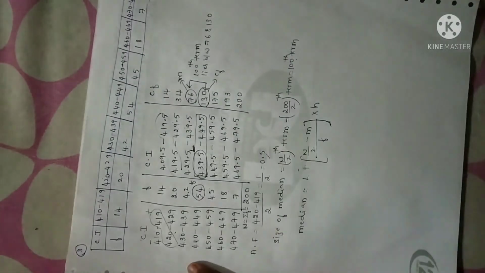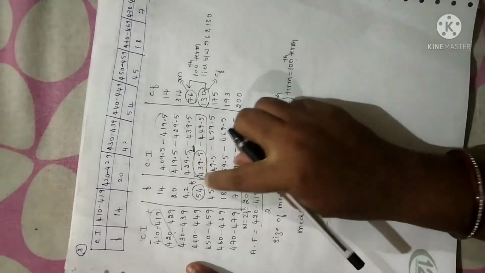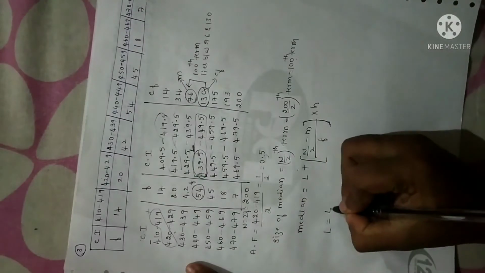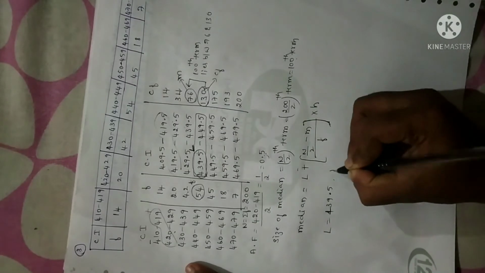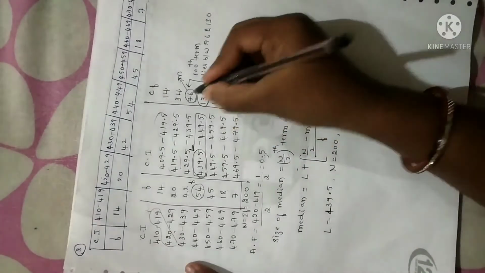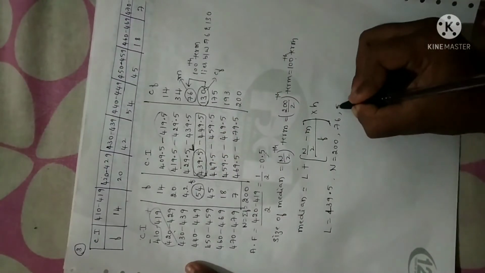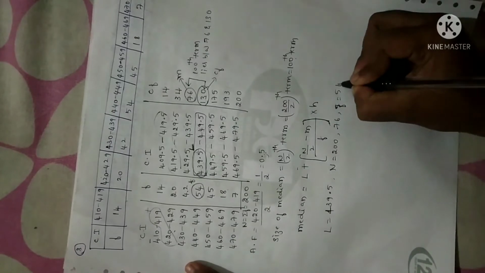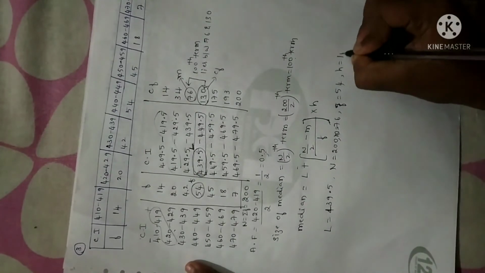So make a list of all the values. I will just write here. The L value is the lower limit of the class interval. It is 439.5. Fine. Capital N value I have already calculated. It is 200. Next, small m value is 76, and the corresponding frequency F is 54. And the h value is 10.